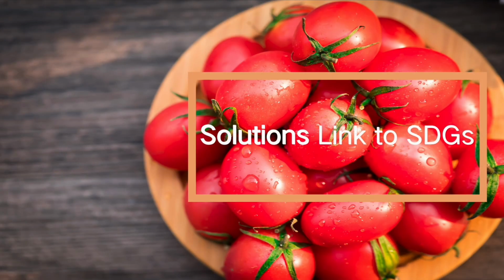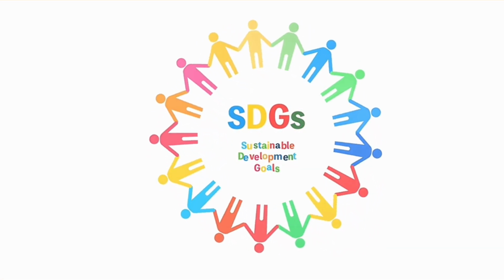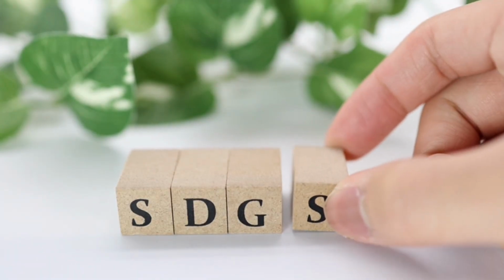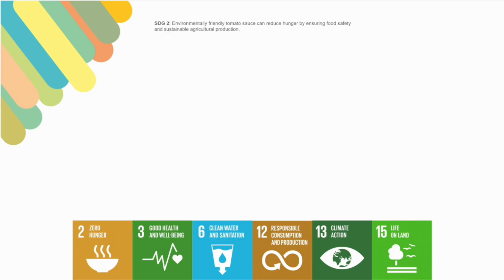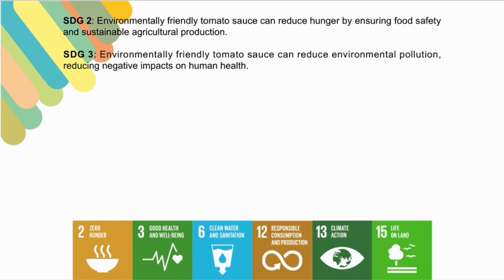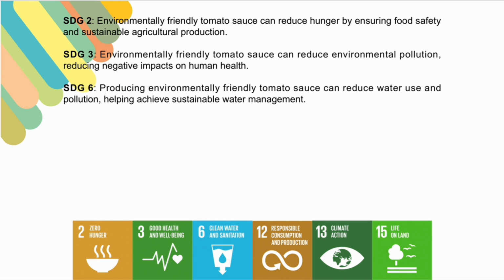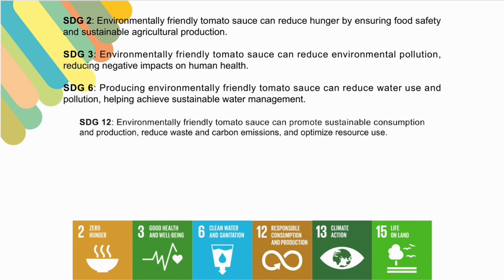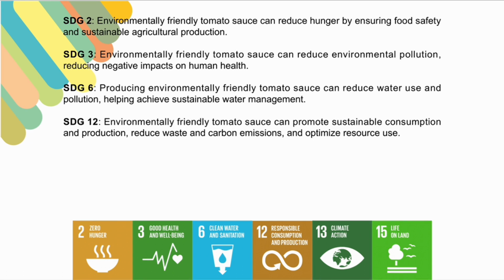The proposed improved life cycle of environmentally friendly tomato sauce is closely related to the United Nations Sustainable Development Goals (SDGs). Environmentally friendly tomato sauce can reduce hunger by ensuring food security and sustainable agricultural production, while reducing the pollution to the environment. It also reduces the negative impact on human health. Reducing water use and pollution at the tomato paste stage helps to achieve the goal of sustainable water management. Environmentally friendly tomato sauce can promote sustainable consumption and production, including reducing waste and carbon emissions, and optimizing resource use.